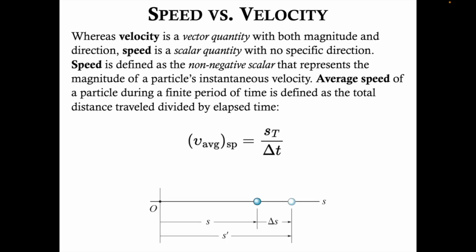Let's now distinguish speed and velocity, much like we did displacement and distance. Whereas velocity is a vector quantity with both magnitude and direction, speed is a scalar quantity with no specific direction. Speed is defined as the non-negative scalar that represents the magnitude of the particle's instantaneous velocity. Average speed of a particle during a finite period of time is defined as the total distance traveled during that time divided by the elapsed time. We denote that as v sub average sub sp for speed, which equals s sub t over delta t. This s sub t represents total distance traveled during some amount of time. So this is how to calculate average speed. Again, it's never negative, only positive or zero.